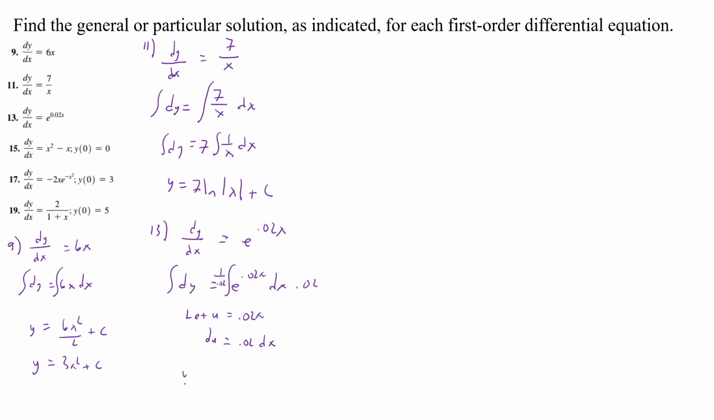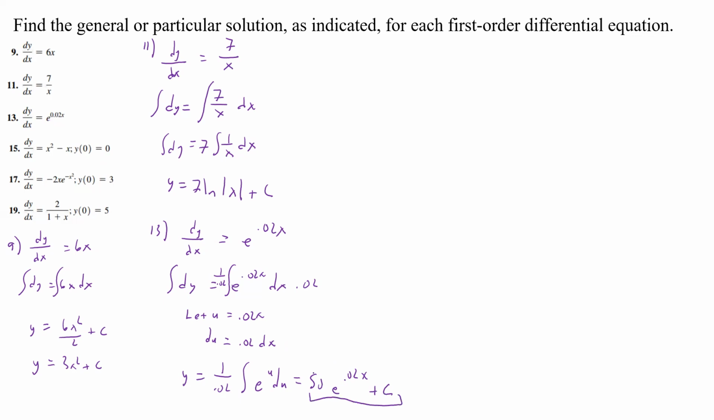So then I get y equals, because I'm just going to go ahead and take that derivative so I don't have to write it again, 1 over 0.02 integral of e to the u du. If I do that, 1 over 0.02 is a number, it equals 50. So I'm going to have 50, and then e to the 0.02x, and then plus c. That should be what I get. So y equals this whole thing.